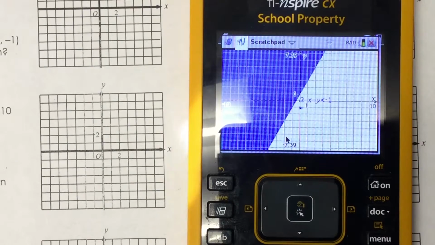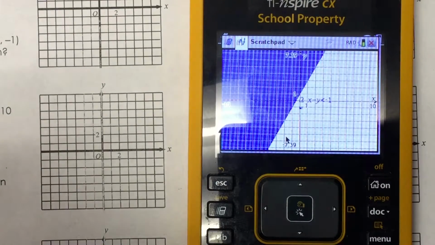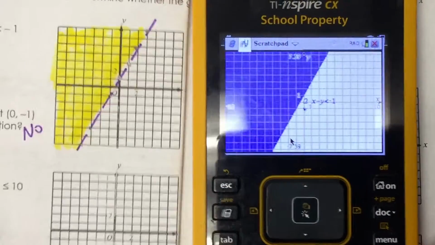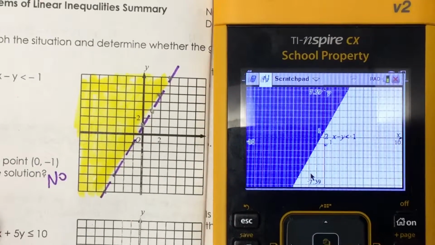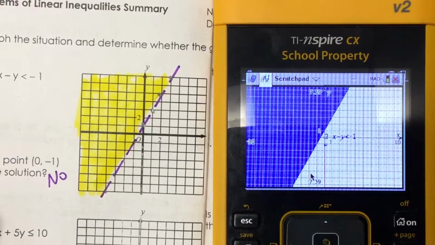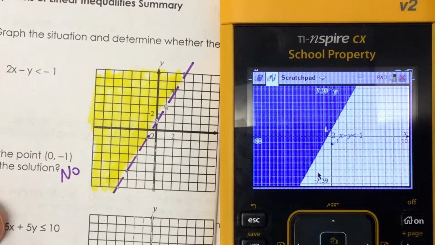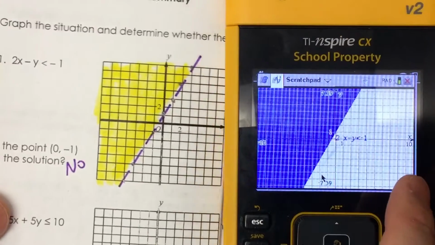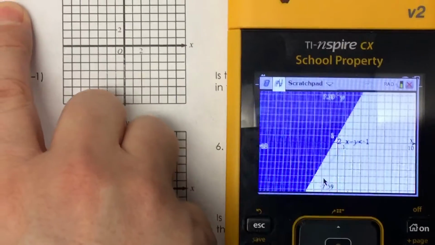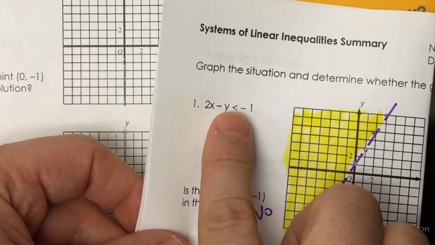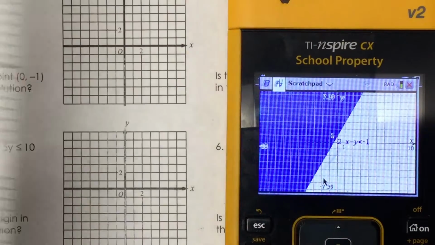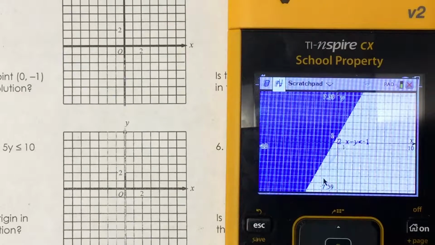And if you look here, I've already done the shading by hand right here. This is basically the same thing as what you see on the calculator screen. Notice it is a dotted line, and it's hard to see the dashes on the calculator screen, but you can get that from looking right here at the inequality symbol. No line underneath means it's a dotted line, not a solid line. Okay? All right, let's go ahead and do number 3.